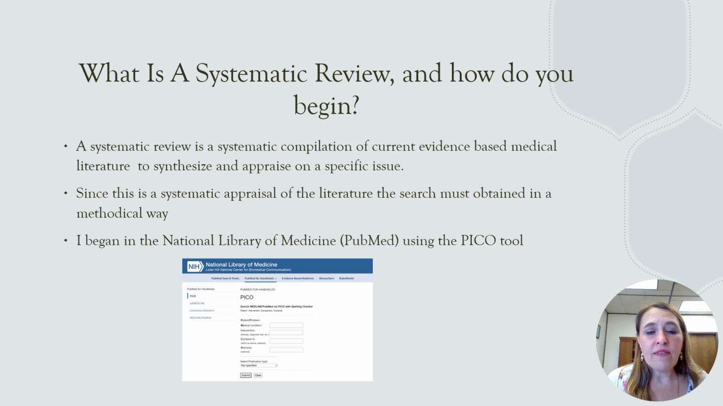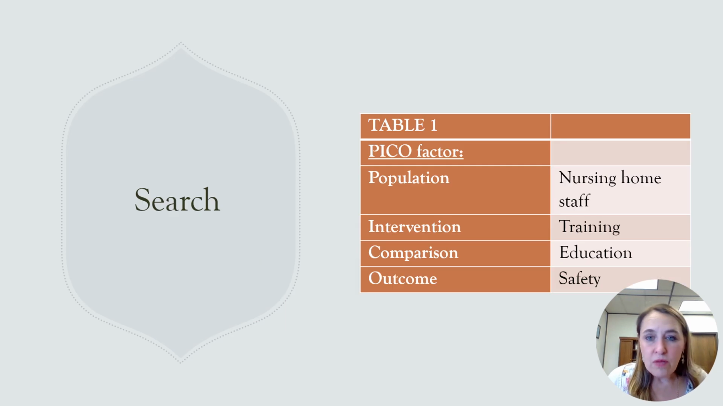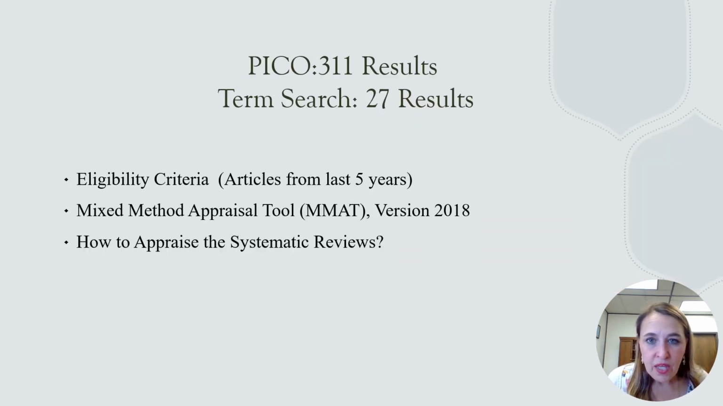So I began in the National Library of Medicine PubMed using the PICO tool. So here's a little snippet of the PICO tool. The PICO tool is just this tool where you put in some search criteria for articles and then it gives you results. And then you can use those articles for your systematic review. So here are my search terms: nursing home staff, training, education, and safety. And then from my PICO search, I had 311 results.